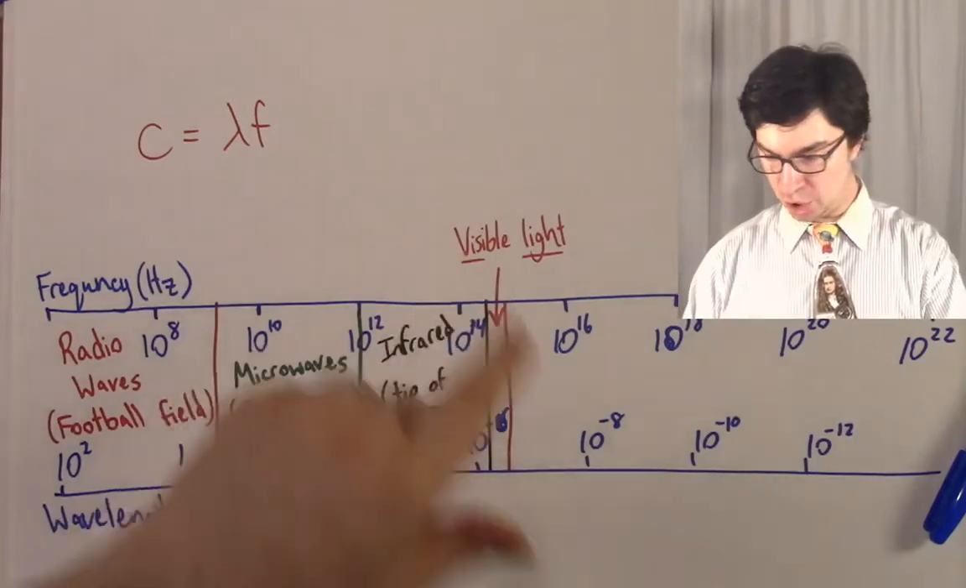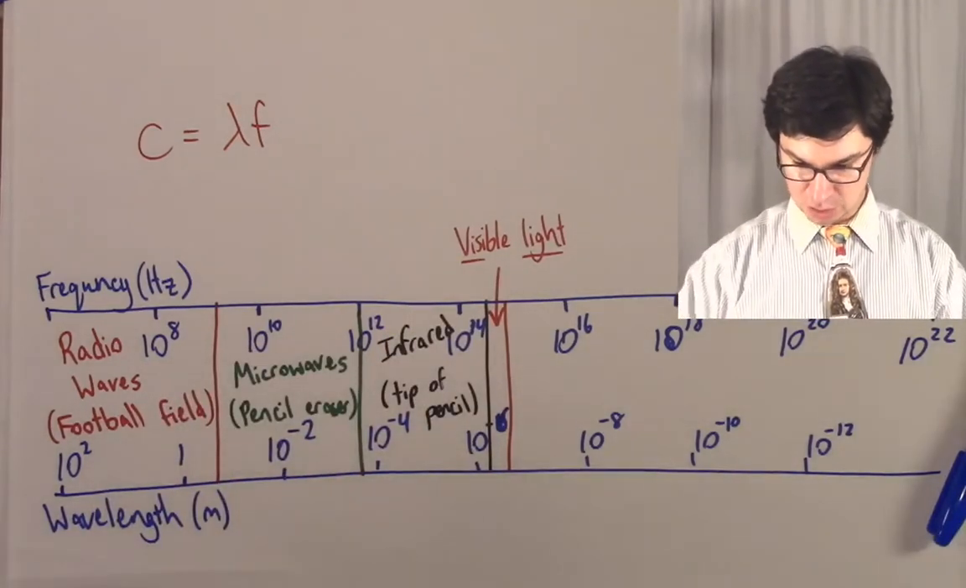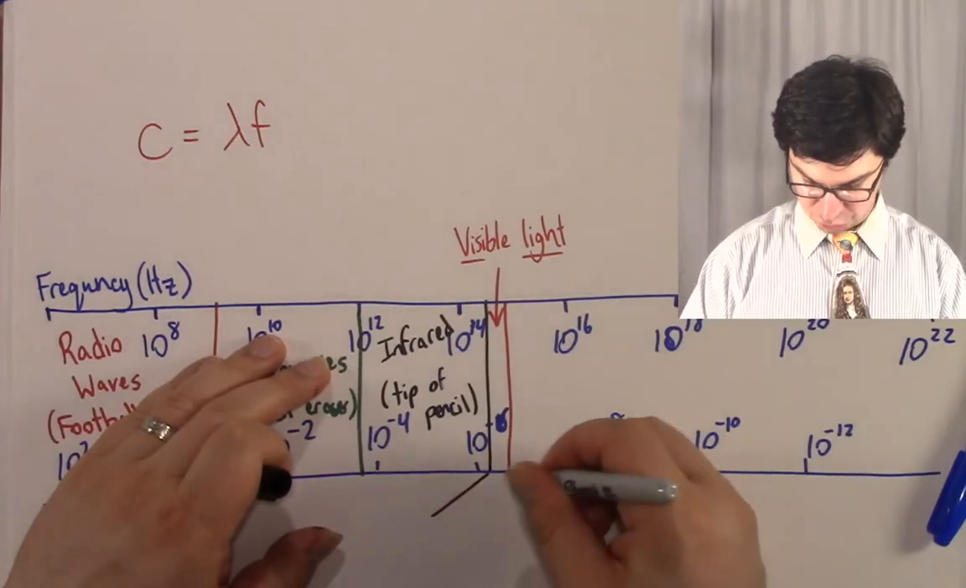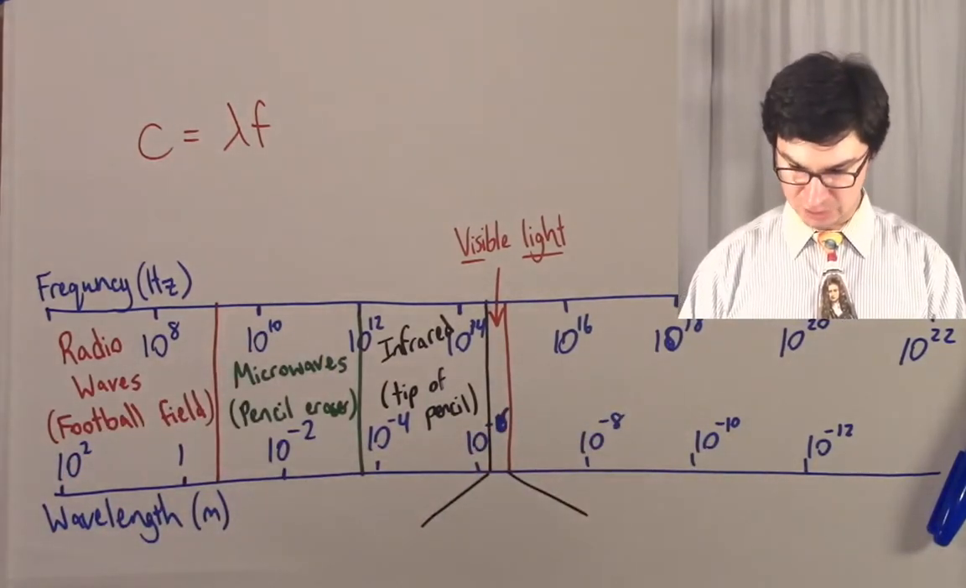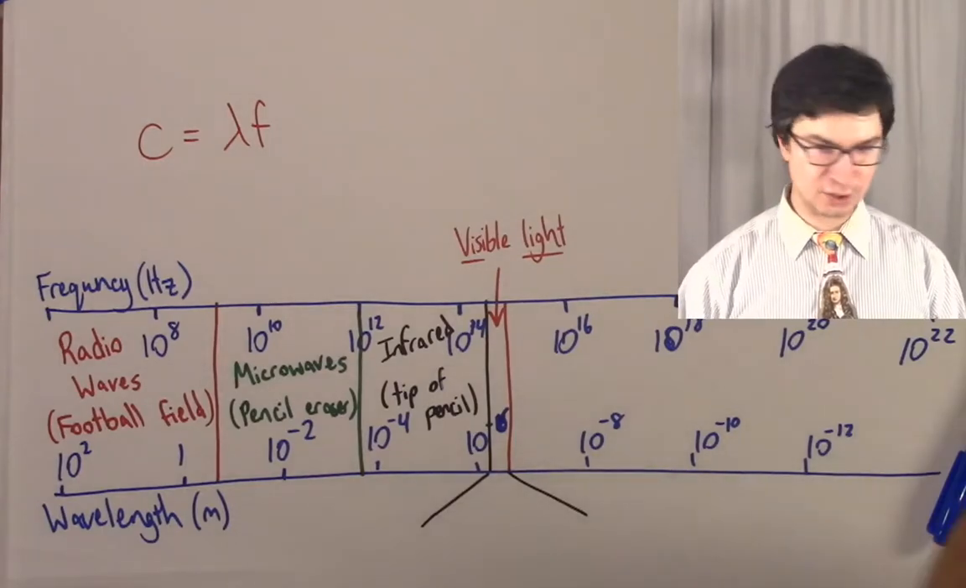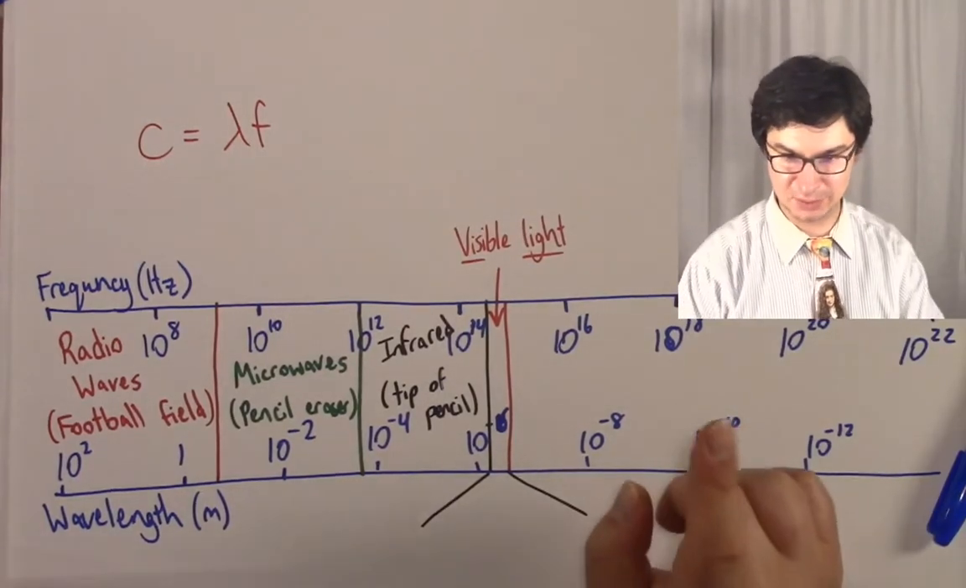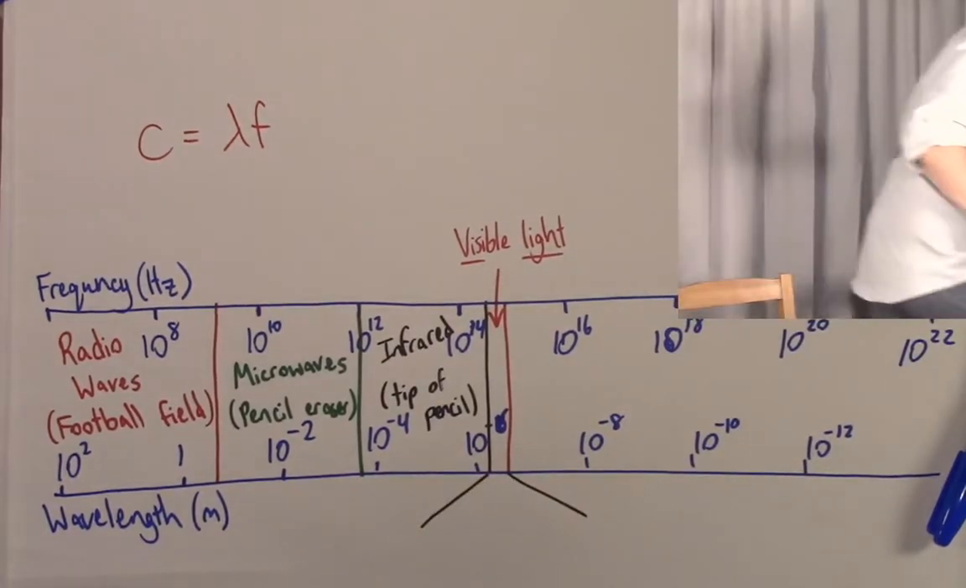So let's take a moment and unpack the visible light a little bit. So often you're going to see this kind of drawn like this, with this kind of cone coming off of the visible light. And we're going to have a few different colors here. And if you give me a moment, I have some colors that I want to pull in.